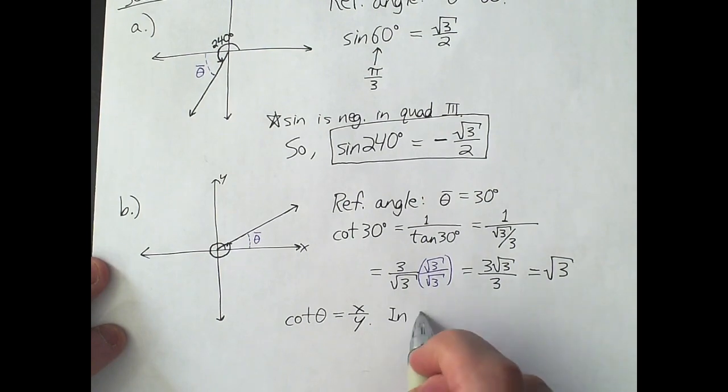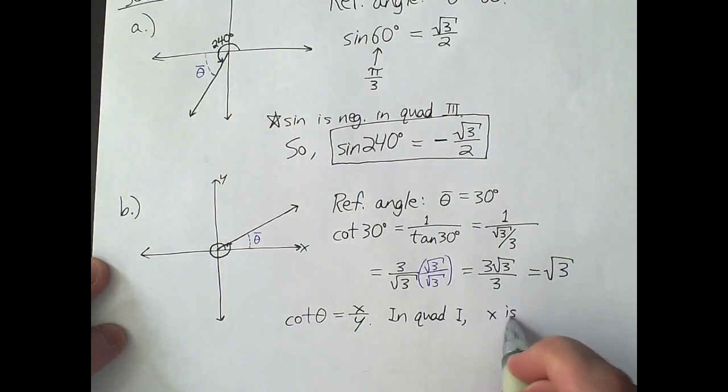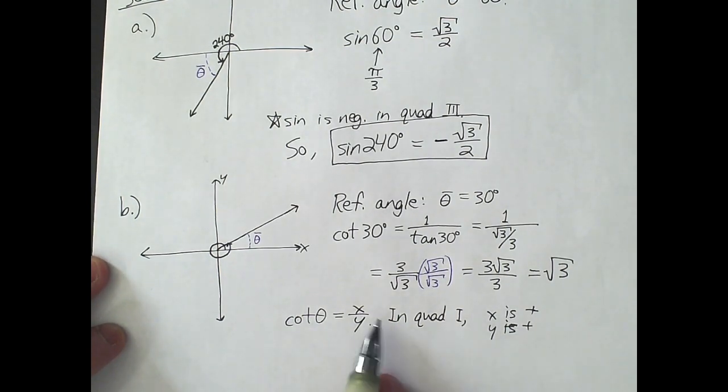Well, in quadrant 1, x is positive and y is positive, right? In quadrant 1, x is positive, y is positive. So when I do a positive over a positive, we get a positive answer. So cotangent of 390 degrees is the answer that we found, and it is positive.